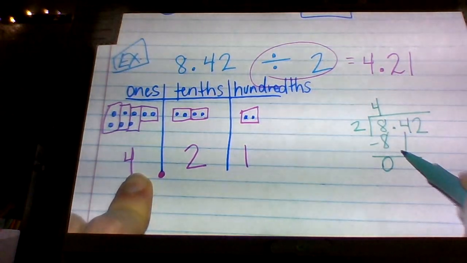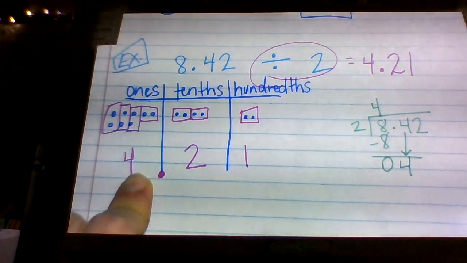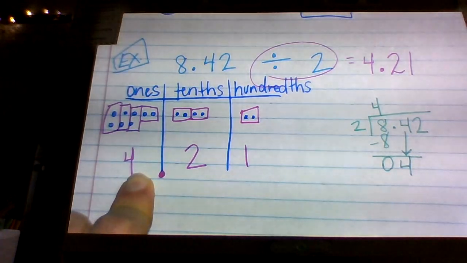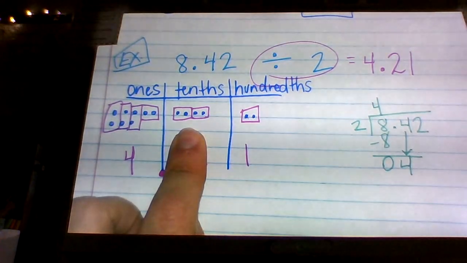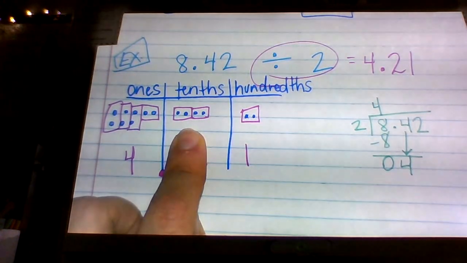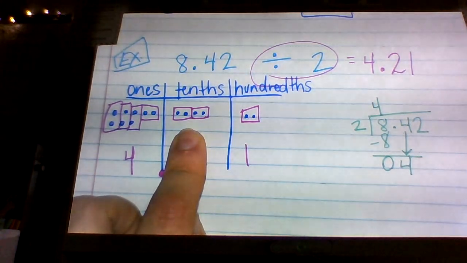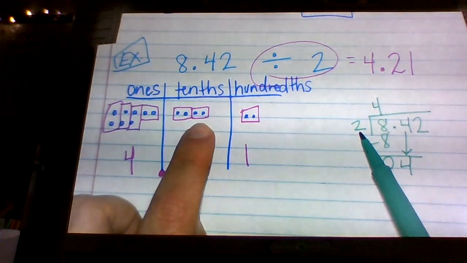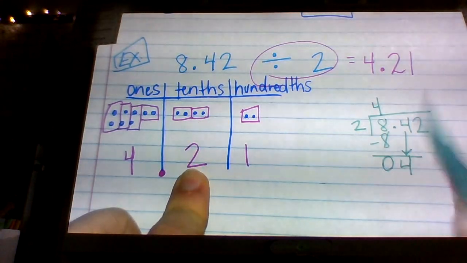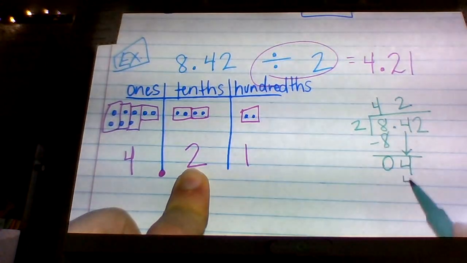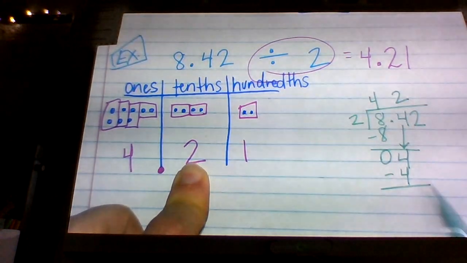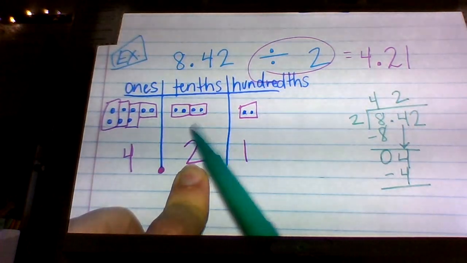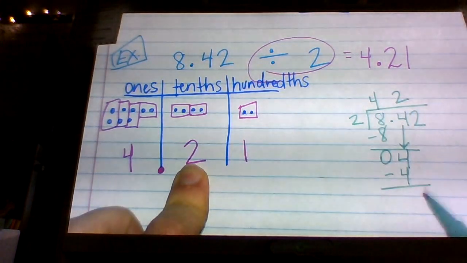Now, when parents or teachers say, bring down the 4. Okay, great, but what does that mean, bring down the 4? If you look at our place value chart, that 4 is because there's 4 tenths. There's 4 in the tenths place. Now again, we'll ask ourselves, how many groups of 2 can I make from 4 tenths? Oh, we can make 2 groups of 2 because 2 groups of 2 is 4. When I made 2 groups of 2, were there any tenths left over? No.